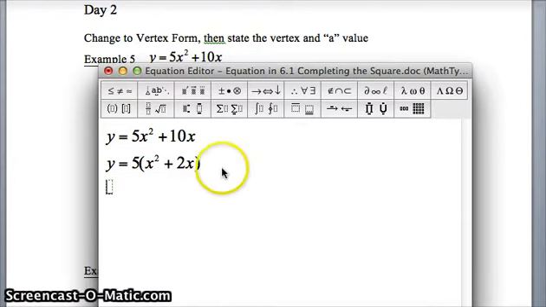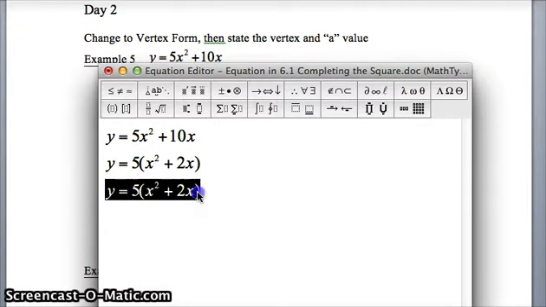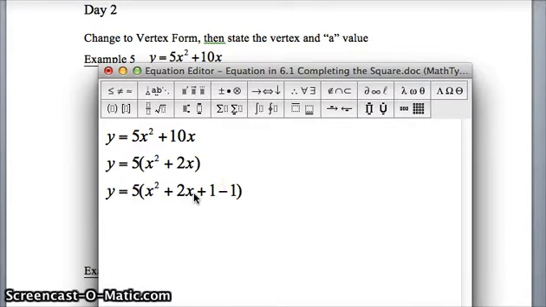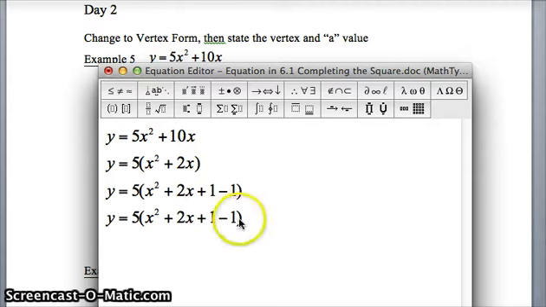Alright, so the next line, you could do this in 2 steps, or you could do it in 1 step, but you're going to now decide what we're going to add and subtract. So off on the side you're thinking half of 2 is 1, 1 squared is 1, so we're going to add 1 and subtract 1. Now the next line, remember, we're factoring out that subtracting 1. So when we take out that subtracting 1, we have to multiply by the 5 outside.